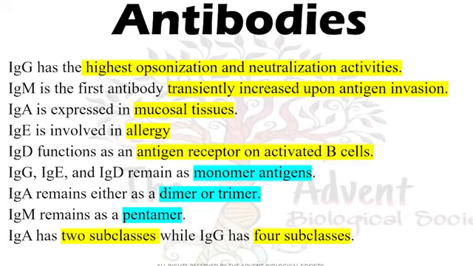they are known as the B cell receptors, and these B cell receptors are generally in the form of this IgD antibody. Okay, so these are the basic functions and the basic acting cells of these antibodies.